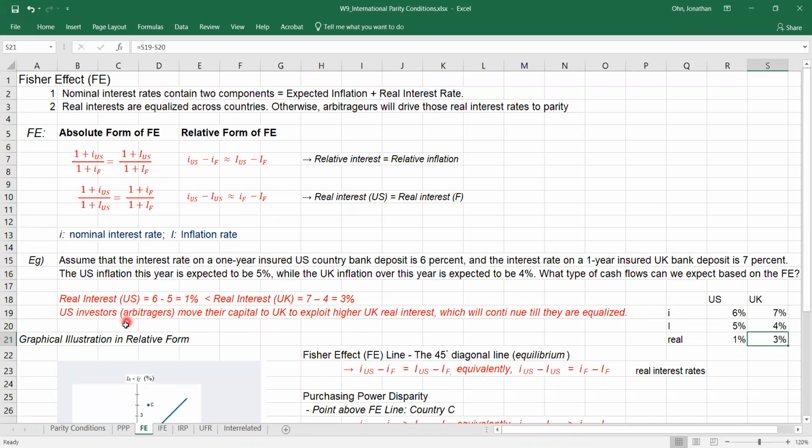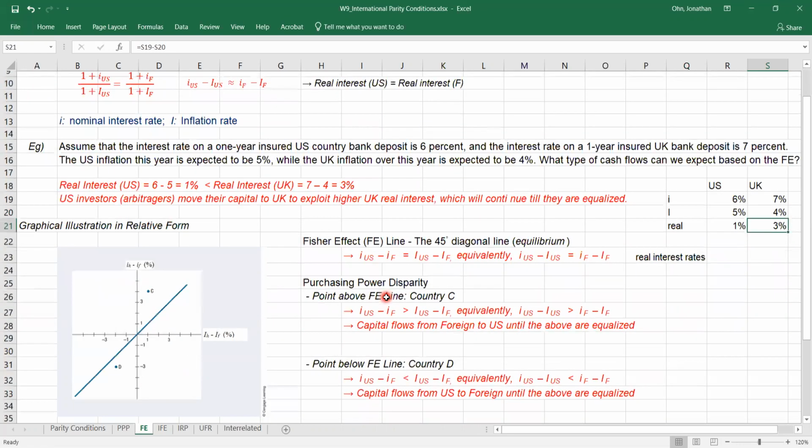They will move their capital to the UK to exploit the real interest rate, which will continue until they are equalized. So the cash flow will continue from US to UK until these real interest rates are equal. They are equalized. All right, so that's the Fisher effect.